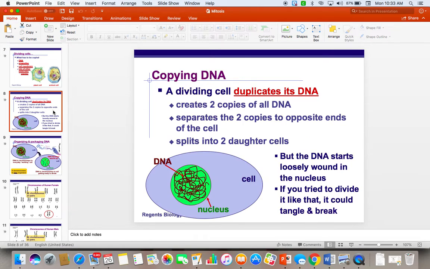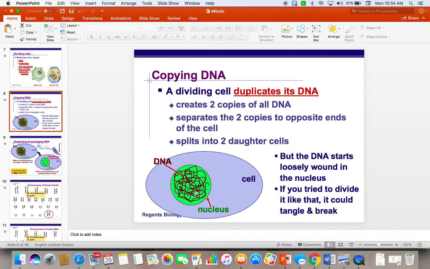Of course, the most important thing we're going to copy is the DNA, which is located inside the nucleus of the cell. The DNA in this picture is drawn, it really just looks like a bunch of squiggle lines inside the nucleus. And what that's representing is the state of DNA in a cell that is not dividing.